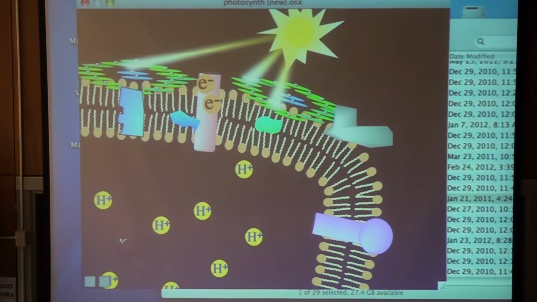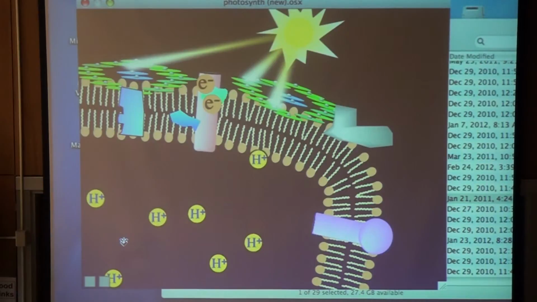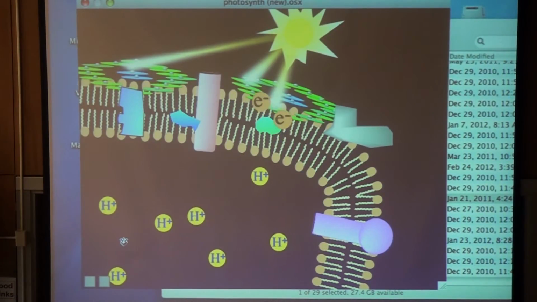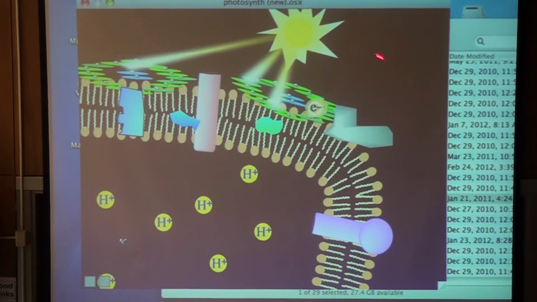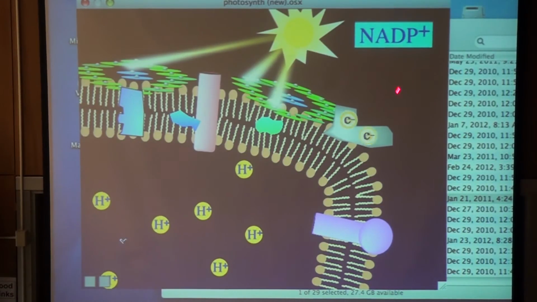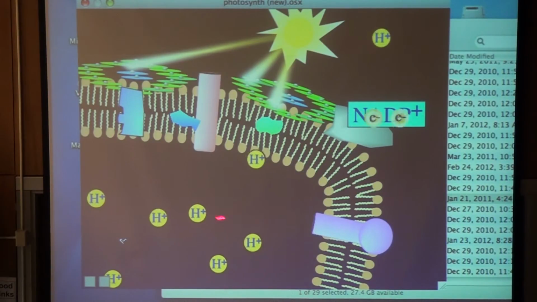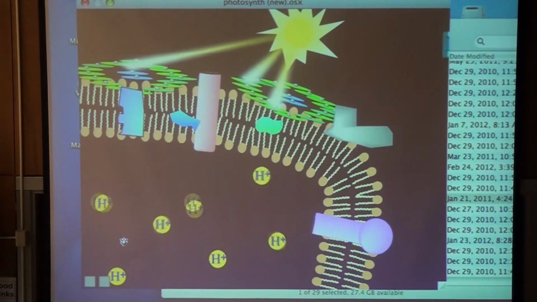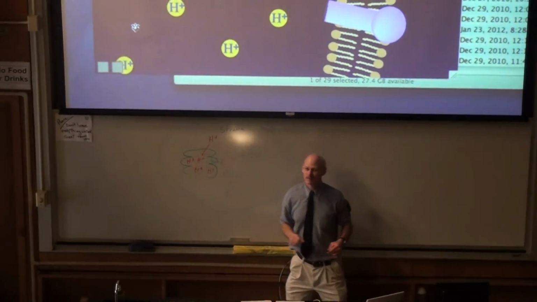Sound good? So the inside of the thylakoid also comes from? Sorry, what's that again? The inside of the thylakoid is also comes from, and the outside comes from? No, the stroma is the liquid that's outside the thylakoid membrane. Did I call this the stroma by mistake? Maybe, perhaps I did. No, the stroma is the liquidy water stuff that's outside the thylakoid. So this is not considered part of the stroma.